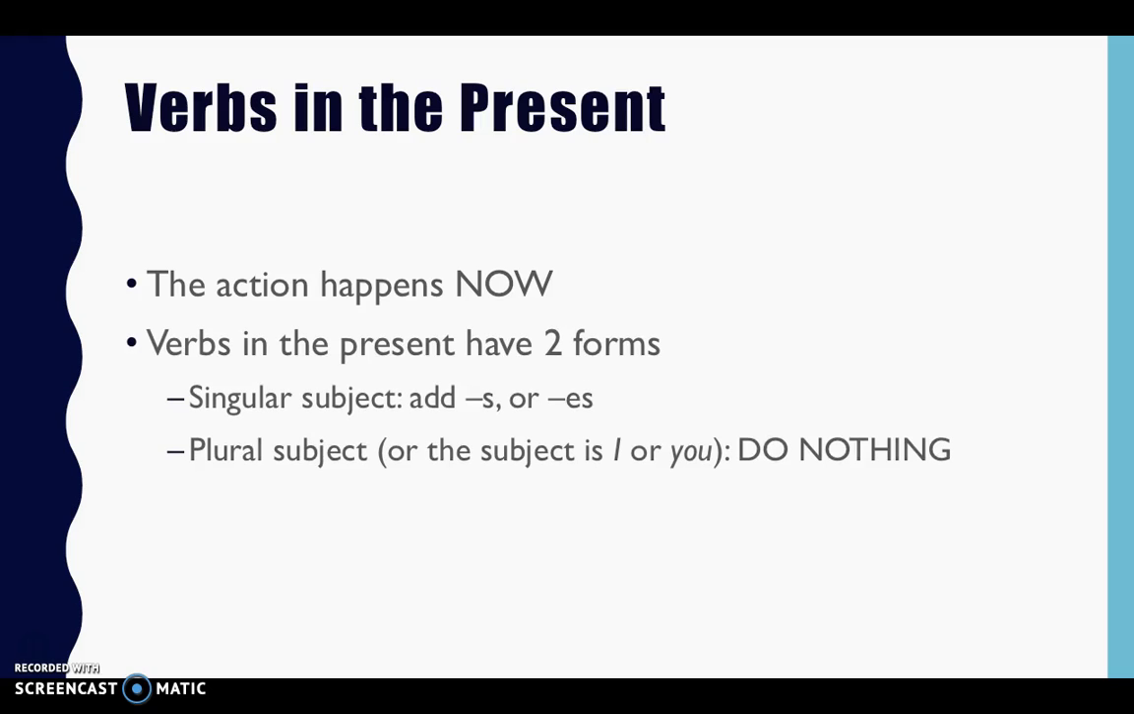This is a review. We've talked about this a lot over the last several grammar skills. Verbs in the present tense have two forms. If the subject is singular, if the noun that is doing the action is singular, you have to add s or es or ies depending on the verb. If the subject in the sentence is plural or it is I or you, do absolutely nothing with the verb. It stays the same.